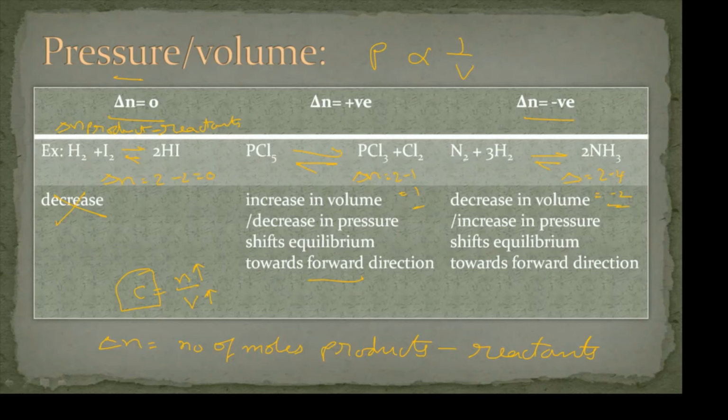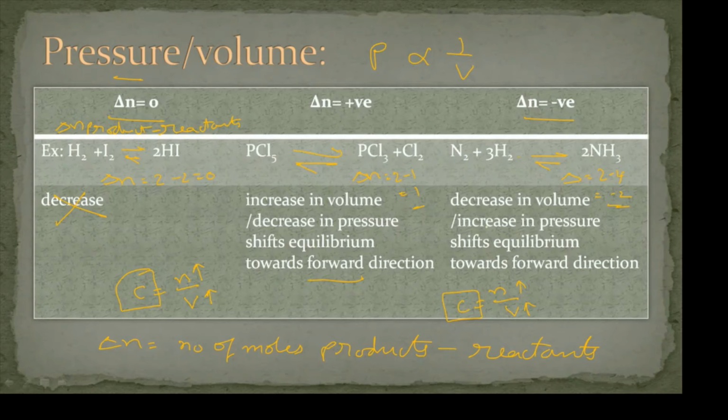So if the volume increases, the same thing happens here. See here, if volume increases, number of moles also increases. Then only C remains constant, right? So if volume increases, the number of moles increases in which direction? Backward direction. So the equilibrium shifts in backward direction.